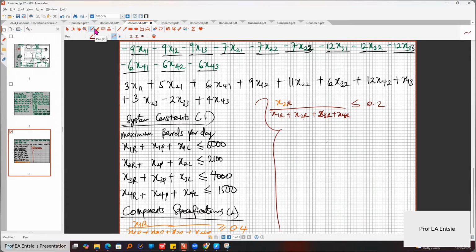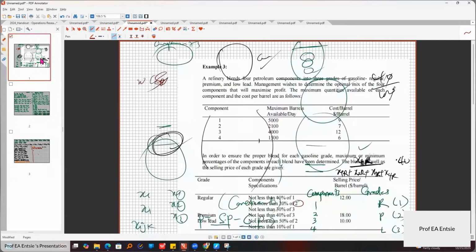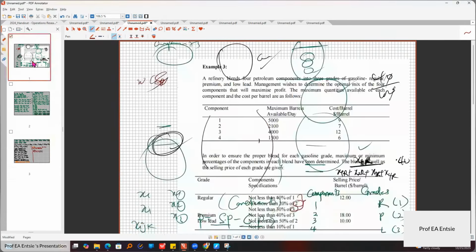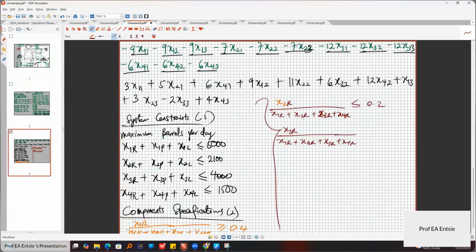Then the third specification on regular. So regular has three categorizations of specification. Not less than 30%, which will be component 3 in regular. Regular we know it as 1R, 2R, 3R, and lastly 4R. We said it should not be less than 30%. It means greater than or equal to 0.3.